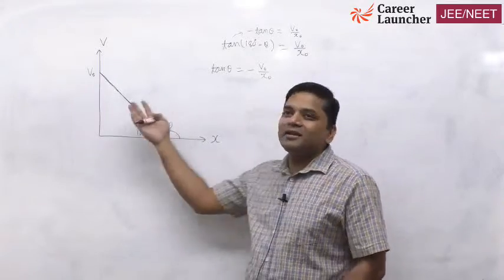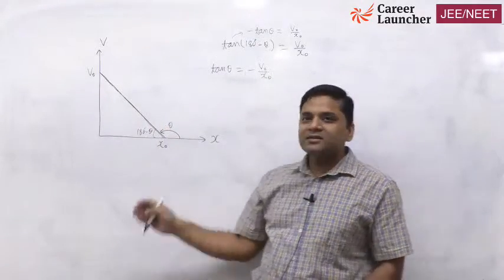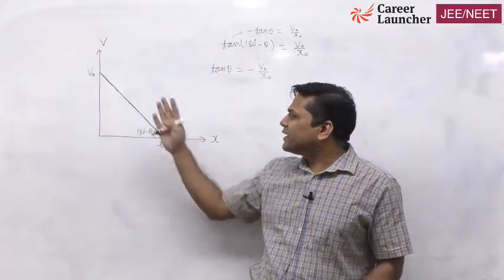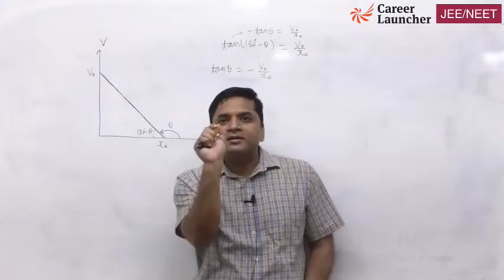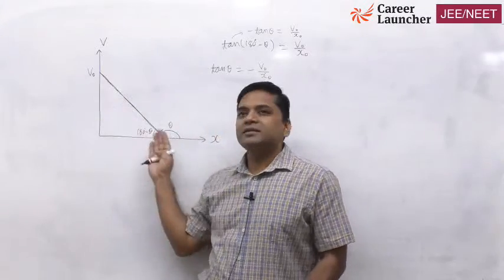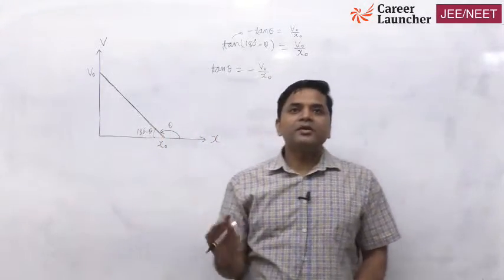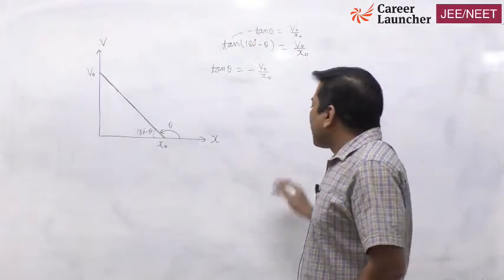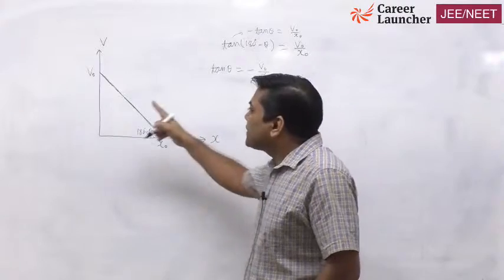Or you can do this mentally, you don't need to write everything like this, because at advanced level you don't have time to write everything. Quickly you can think like this: slope is negative, so minus sign, and then height upon base, V naught by x naught. This is the way to think, but anyhow I have tried to explain the right way. So after that, what is the equation of this?